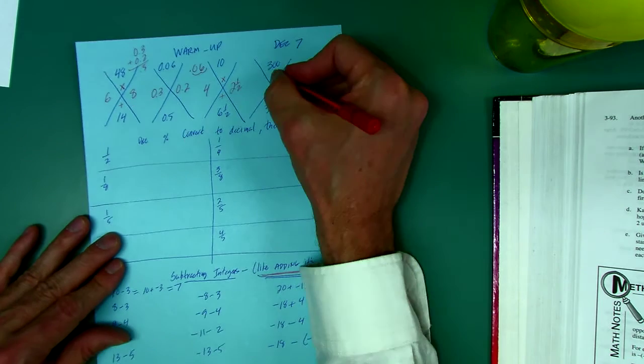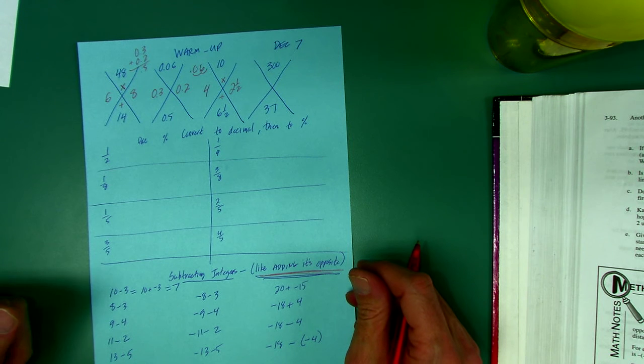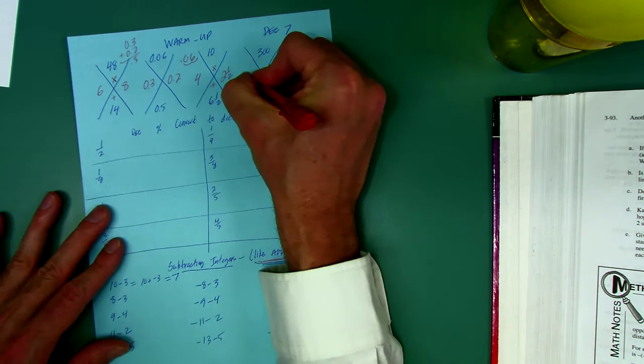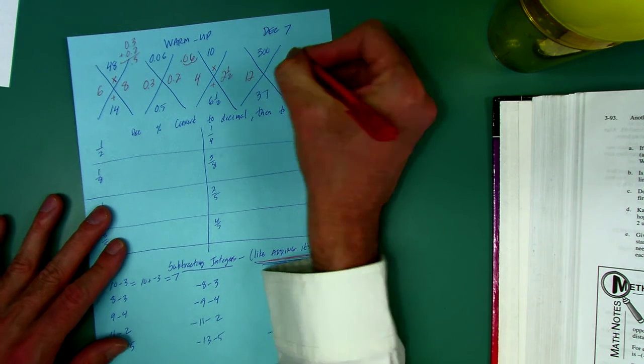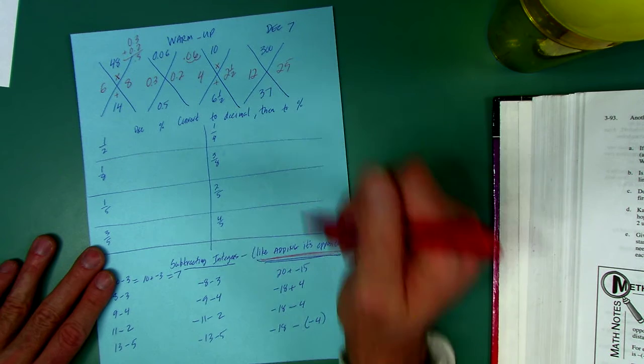How about this one? Think, what is the season? What's the big holiday this month? It's on 12/25. 12 quarters is $3, and 12 plus 25 is 37.